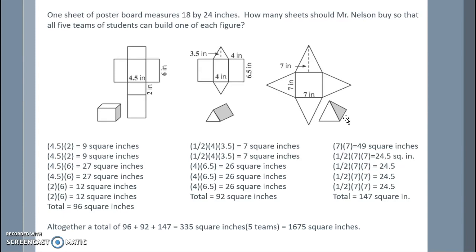Well, we have 5 teams, so we need to multiply their areas by 5 teams. So we need 1,675 square inches. The poster area given up above is 18 by 24, so that is 432 square inches. So we'll take how many total we need divided by the poster area. We have about 3.87 sheets of poster board, which we'll round to 4 just to make sure. So each team will need 4 sheets of poster board.